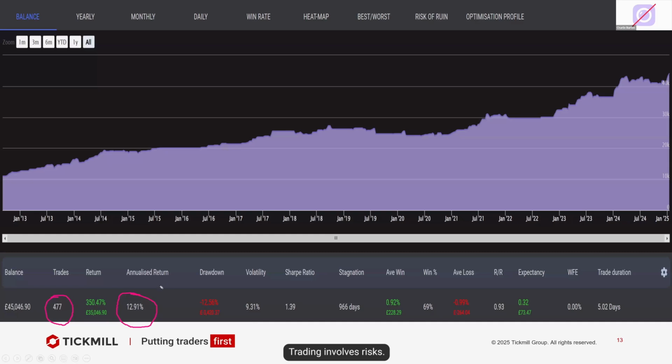For some of you, play around with it. You may find ways to get it to make 20% a year, 30% a year, whatever. Play around with it. But these are the settings that I use for it. So I back tested all of this.